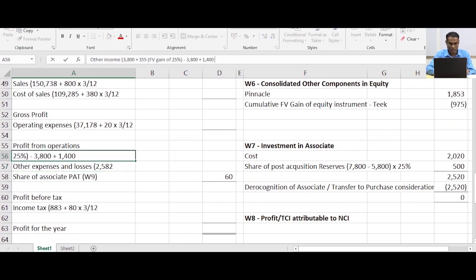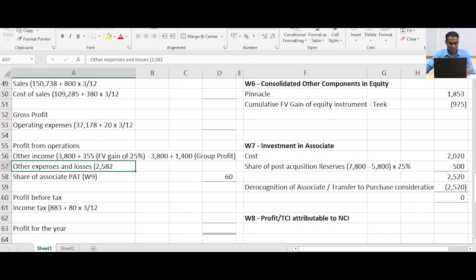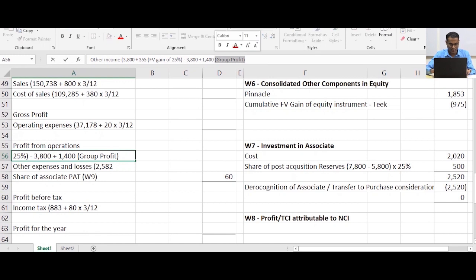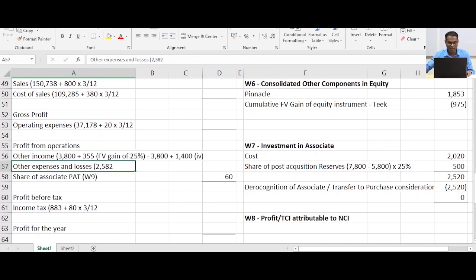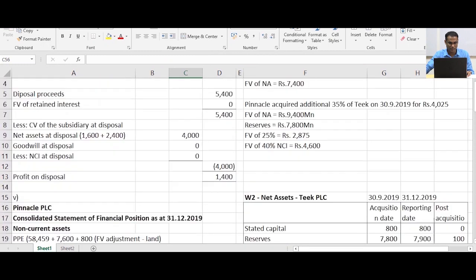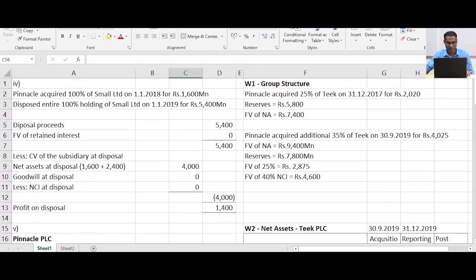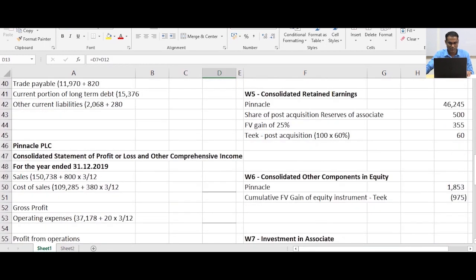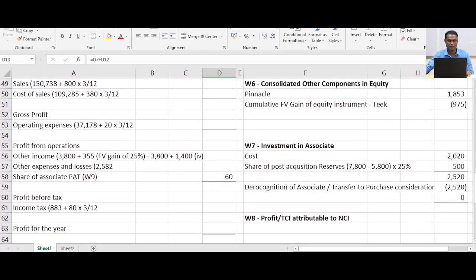This is the group profit. There is no space there, so rather than saying group profit, can I say adjustment number or the question number 4? Then it's easy for you to refer. From part 4, you derive this answer. But if you have the space when you are writing, you can say the group profit 1,400. For the reference I have included that as the part 4 answer.